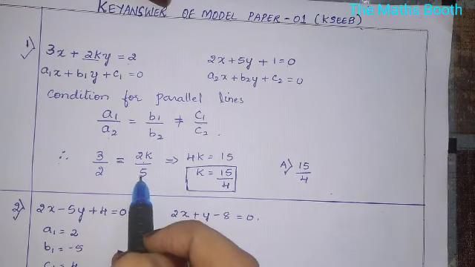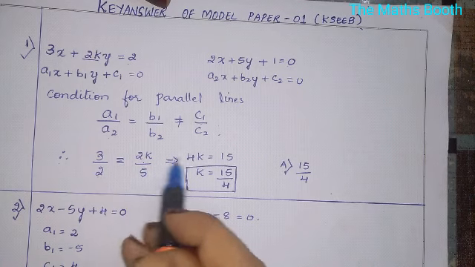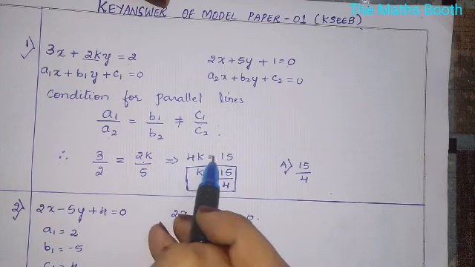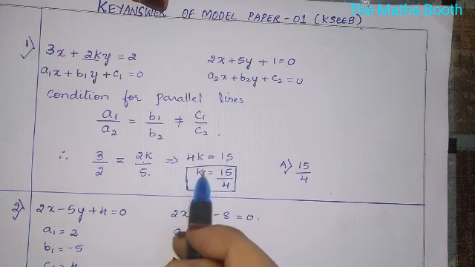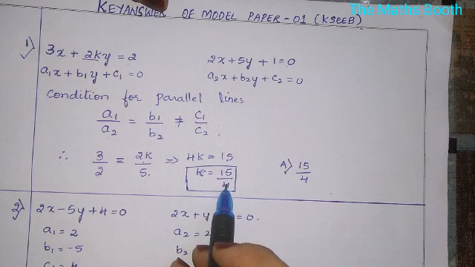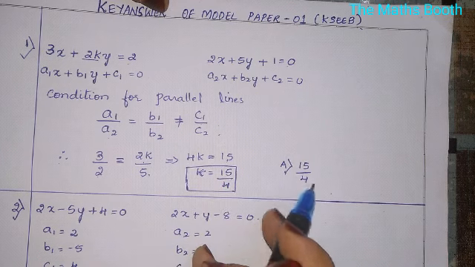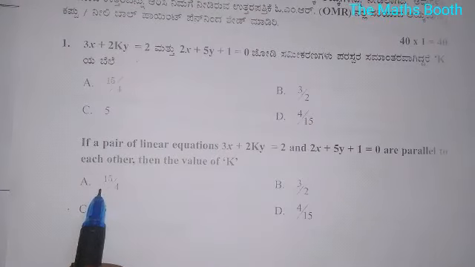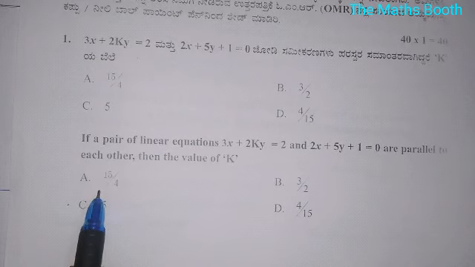Okay, let us cross multiply now. 2k into 2, 2 2s are 4. 4k is equal to 5 3s are 15. k is equal to 15 by 4. So option A is 15 by 4. So the correct answer is 15 by 4, option A.